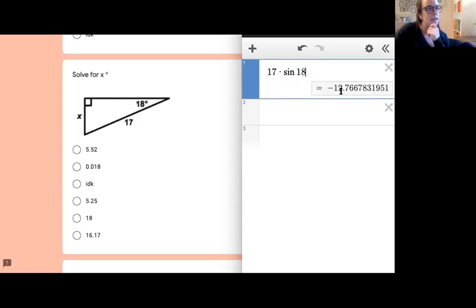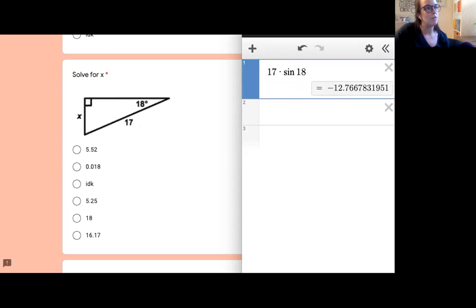So I'm going to take away the x. I get this number. That number doesn't make any sense, right? How could x be a negative number? What is wrong with my calculator right now that it's giving me the wrong number? You forgot to include the degree. Yeah, we actually have to put it in degrees.